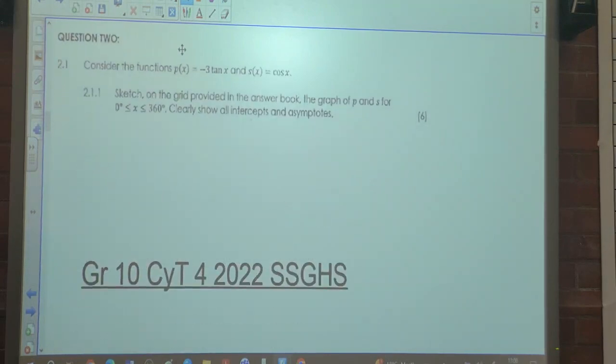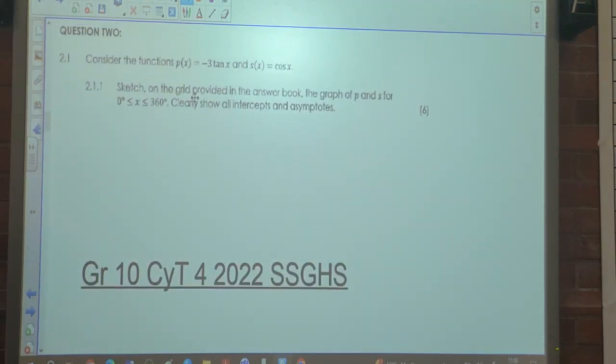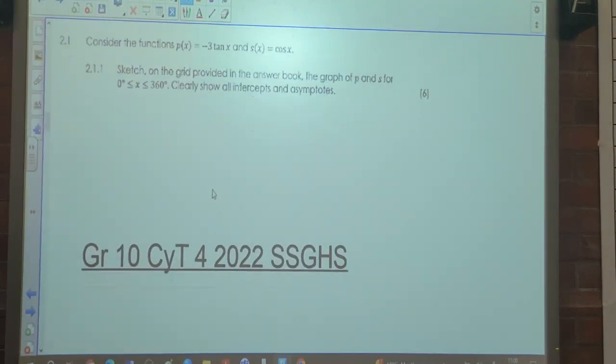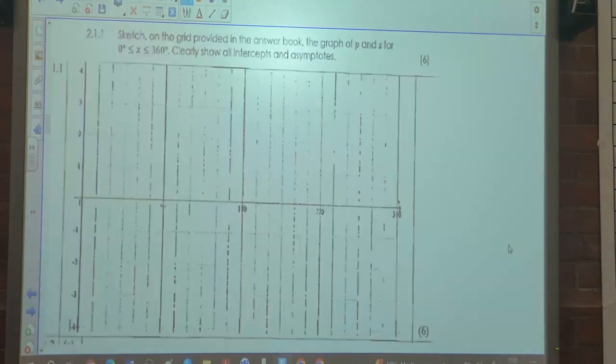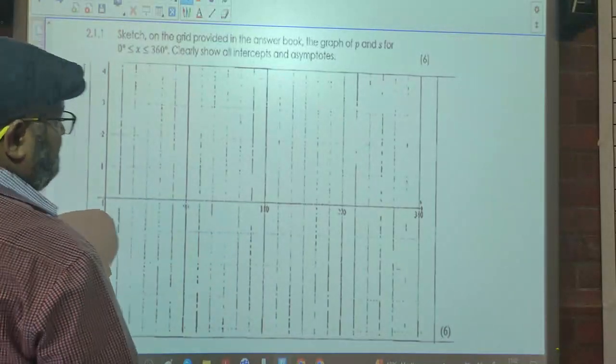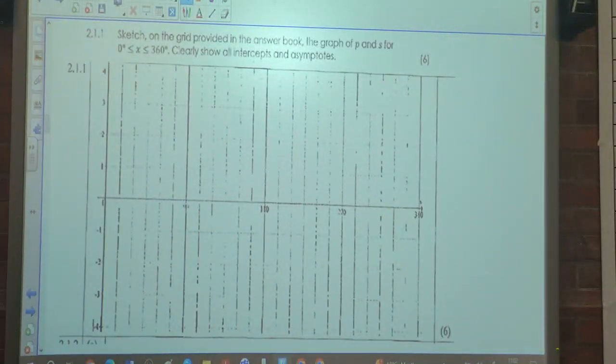Let's look at question 2. Okay, so what I want to do is I'm just going to pause the video quickly, and then I'm going to get the grid. Okay. So this is from the answer book. The question paper and memo can be found in the description box below. Here, I thought I was going to get a better grid in this, but anyway, let's work with what we got.